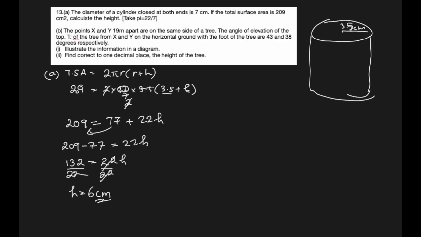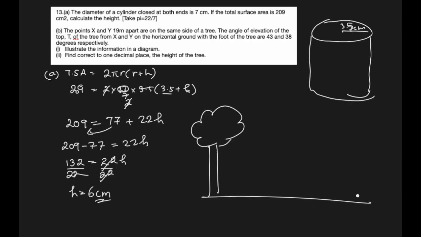centimeters. B. Point X and Y 19 meters apart are on the same side of a tree. Okay, so let's draw the tree, and they are 19 meters apart. One of them will be X, one of them will be Y. We don't know which one is which, but 19 meters is the distance between them. The angle of elevation of the top T of the tree from X and Y on the horizontal ground with the foot of the tree are 43 and 38. So for X it is 43, for Y it is 38.